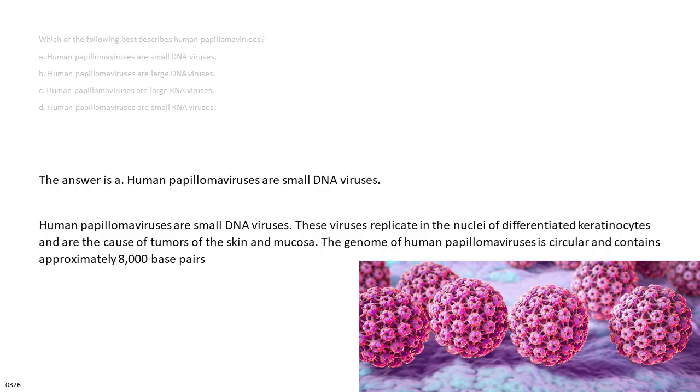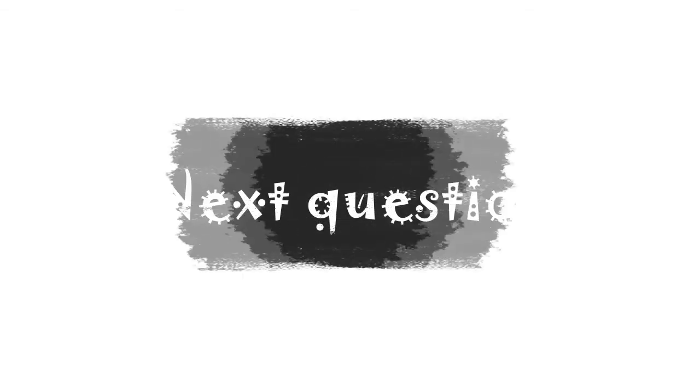The answer is A. Human papillomaviruses are small DNA viruses. These viruses replicate in the nuclei of differentiated keratinocytes and are the cause of tumors of the skin and mucosa. The genome of human papillomaviruses is circular and contains approximately 8,000 base pairs.